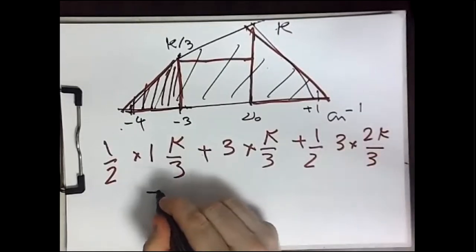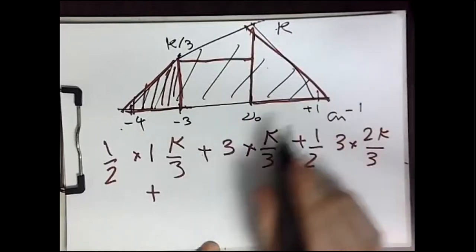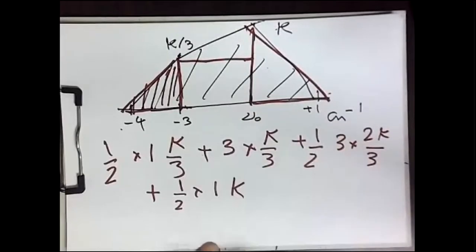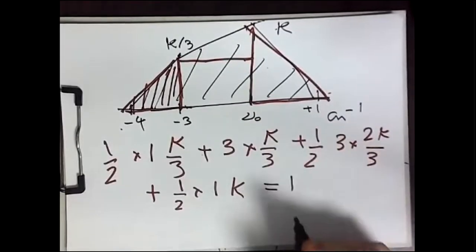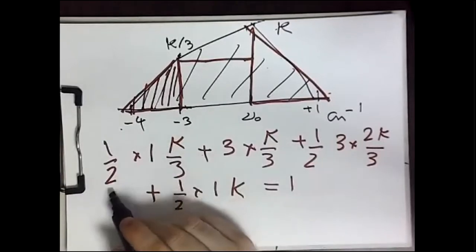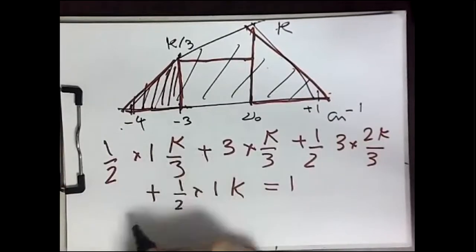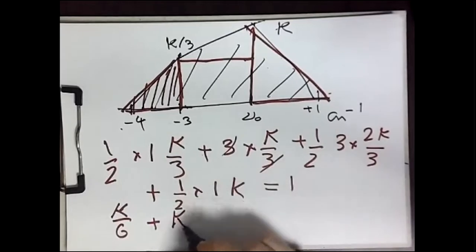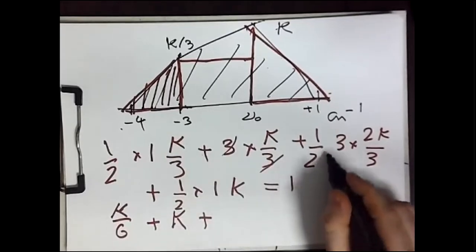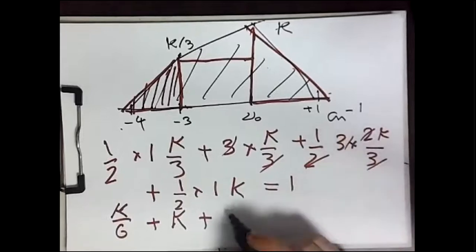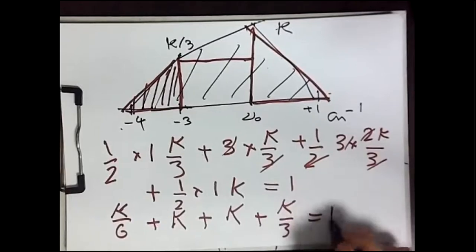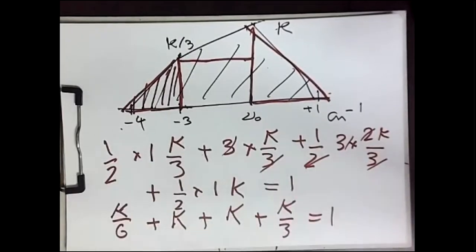Then we have the final big triangle. Its base is 1, so half. The base is 1, and the height is k. This will be equal to 1. So simply half k over 3, then we have here k over 6, plus 3 will go with 3, then we have k, plus 2 will go with 2, and 3 will go with 3, so we have k, plus k over 3. This equals 1. Of course, a very easy equation where you can calculate k.